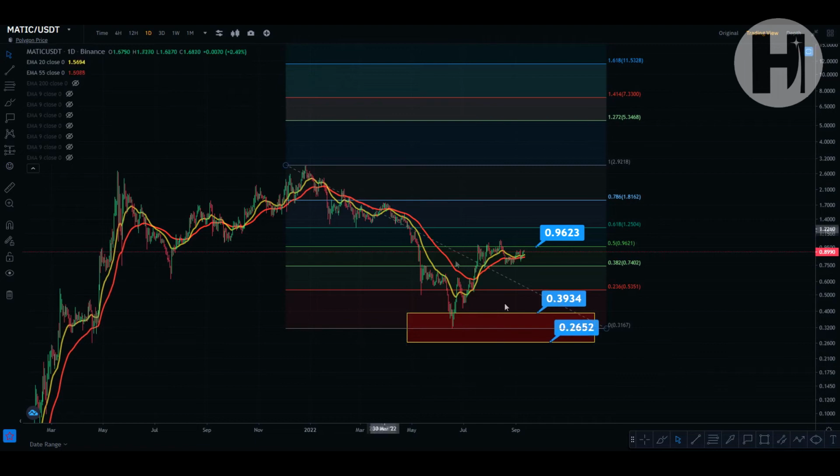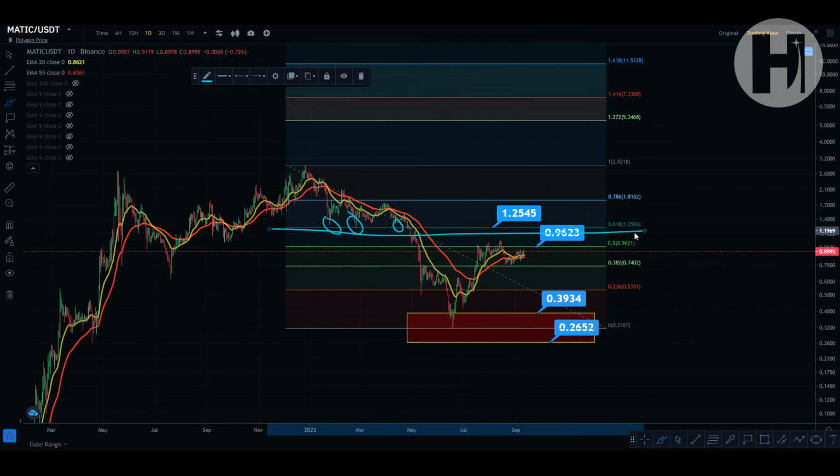And then you have the golden ratio over here, which is something that you need to be wary of. So $1.25 is going to be your golden ratio. And that is a very important level for us to break, because as you can see with these touches over here, this is an incredibly strong support area. And this is the golden ratio, which is usually the strongest zone with the most resistance.